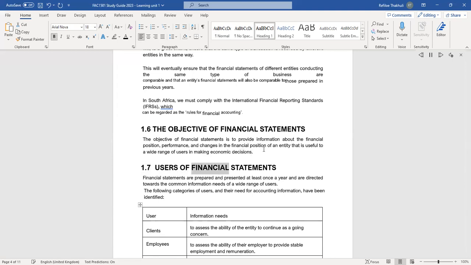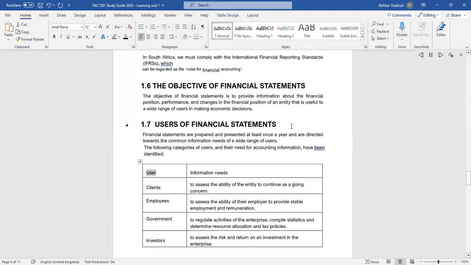1.7 Users of financial statements. Financial statements are prepared and presented at least once a year and are directed towards the common information needs of a wide range of users. The following categories of users, and their need for accounting information, have been identified.